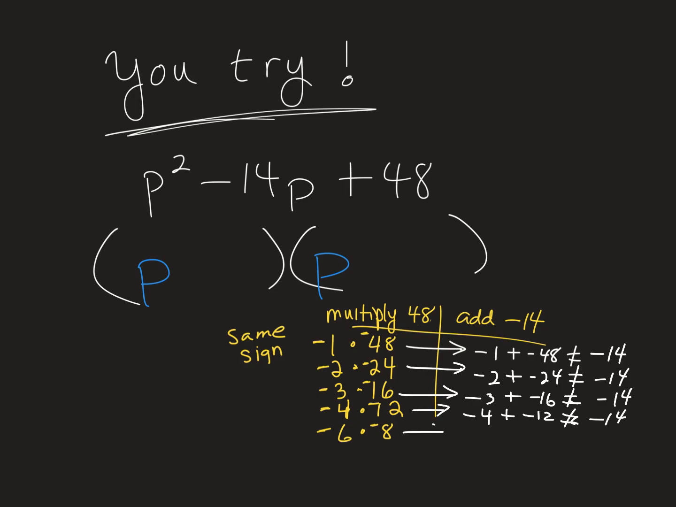So that means it's got to be this one, right? So negative 6 plus negative 8. There we go. There's the magic pair that add up to negative 14. And because they're both negative, that means it'll be p minus 6 and p minus 8.